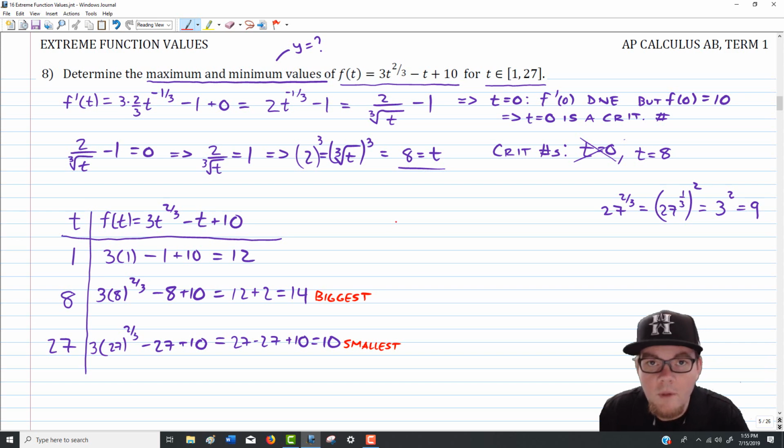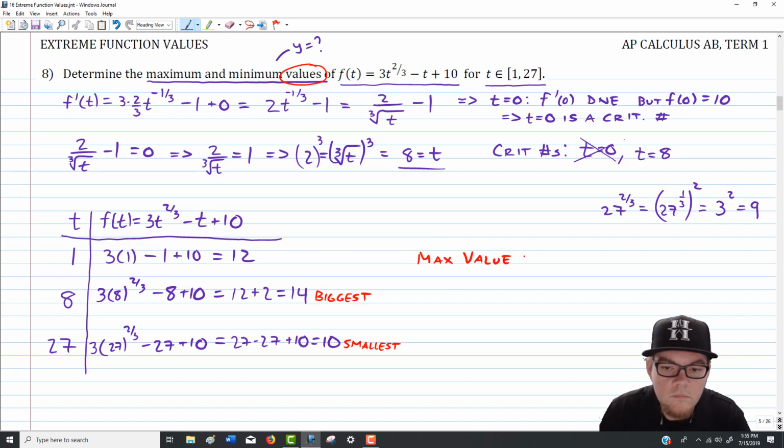So with that in mind, again, communication is very important here. We wanted maximum and minimum values. So to do that, we can write first that our max value is the biggest y value, which is 14. And our minimum value is going to be the smallest of the y values. I want to say it was 10. Yes, it was 10.